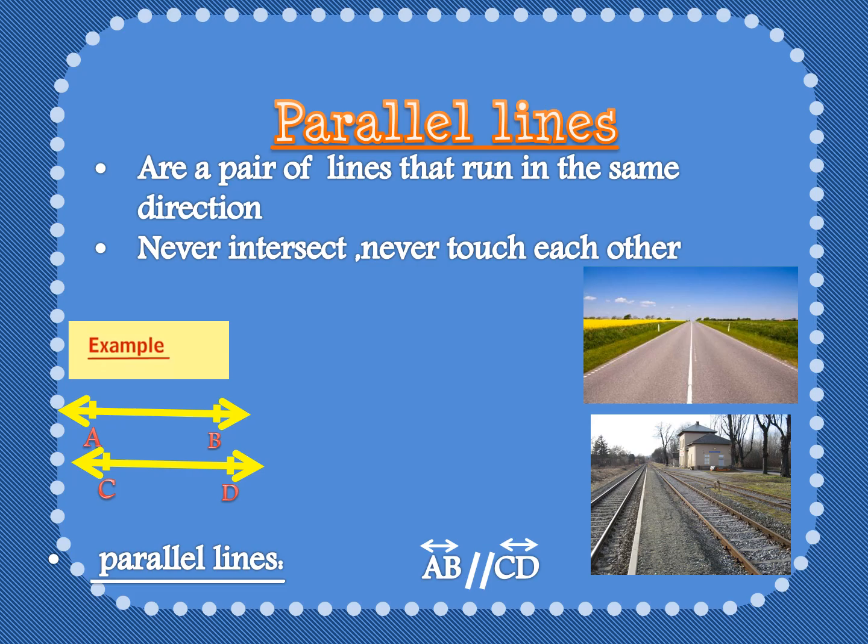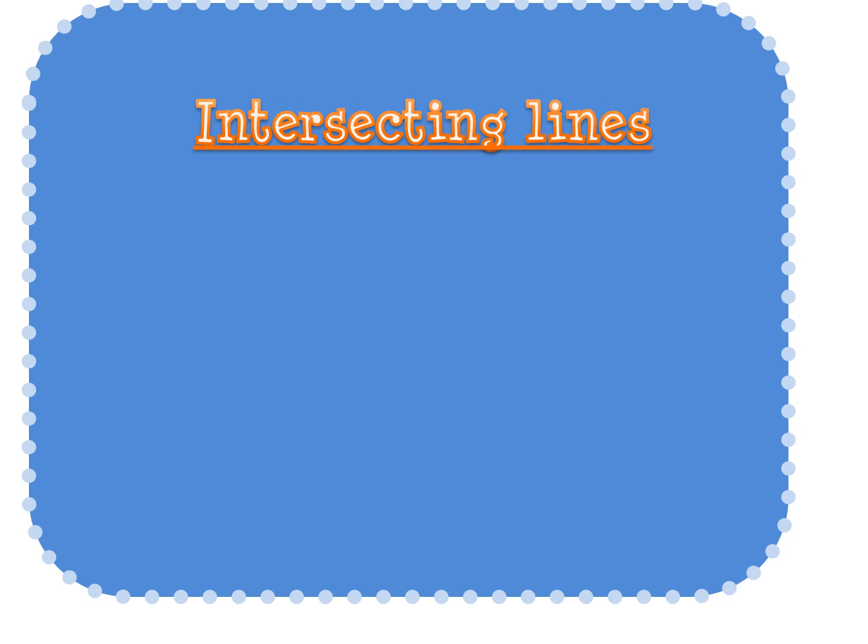Okay, after that, which is called intersecting lines. What about intersecting lines? Two lines are intersecting with each other, or touch each other in a point, or cut each other in a point, like letter X, or like multiply.